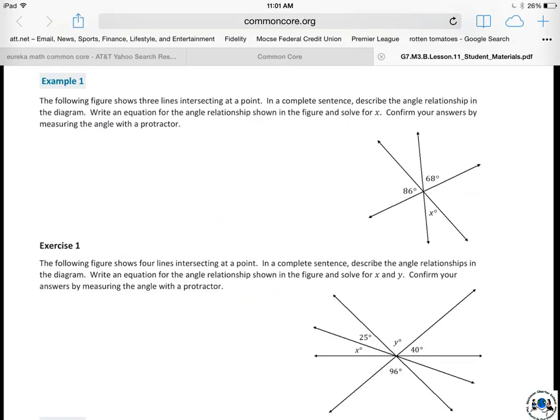Okay, example 1. The following figure shows 3 lines intersecting at a point. In a complete sentence, again, describe the angle relationships, and then write an equation and solve for x. Confirm your answers with a protractor if you'd like. And again, think a little bit out of the box this time. This may be obvious to you and may not be, but give it a whirl and come on back.